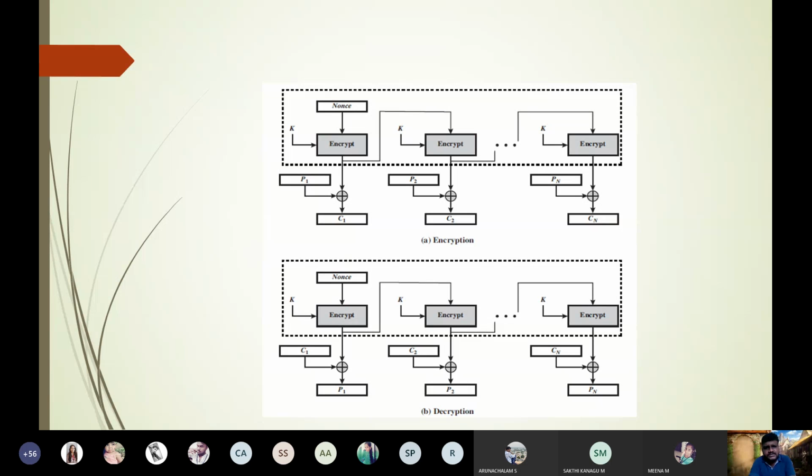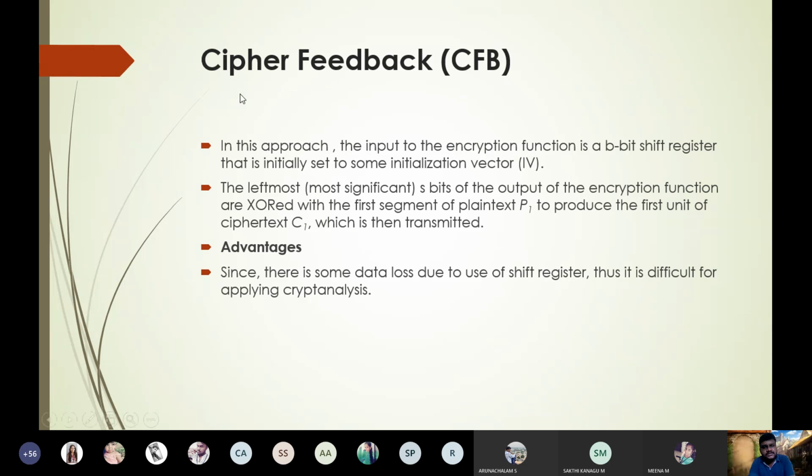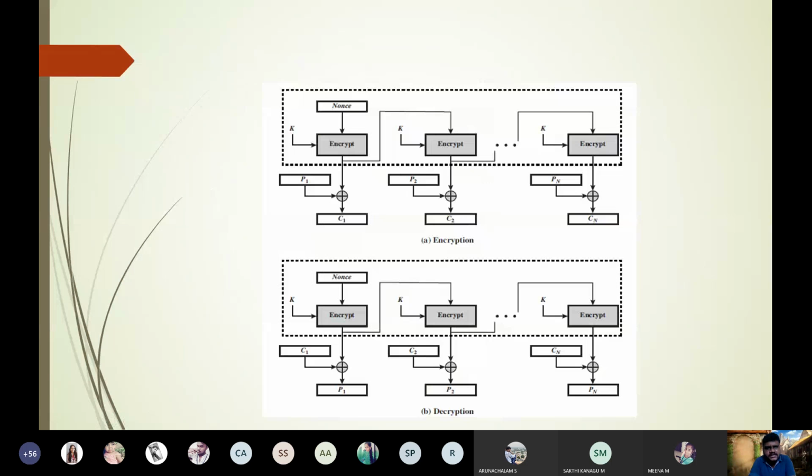So what is an advantage of the shift register? Since there is some data loss due to the use of the shift register, it is very difficult for the intruder to know what random number we have taken. That random number, after encryption, the encrypted number will be sent to P2, to the second function as an input. So the intruder cannot find what random number we have used, and it will be more difficult for the intruder to get the original data. This is the advantage of cipher feedback.